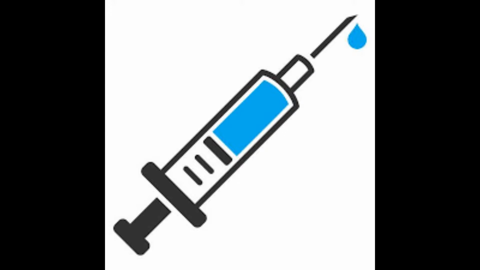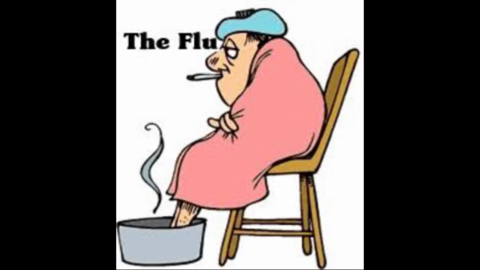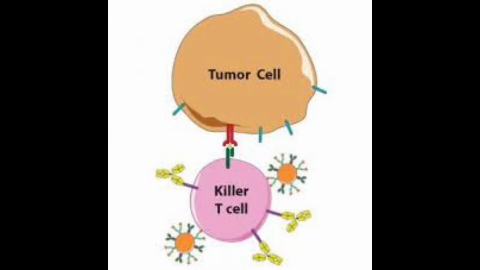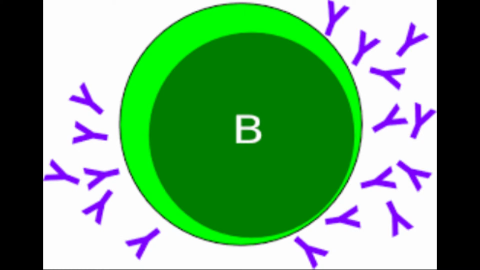This is how vaccines work. When a weak version of a disease, such as the flu, is put into a person, the next time the full virus comes, the memory T cells can quickly identify the virus and the killer T cells can kill it. B cells are lymphocytes.